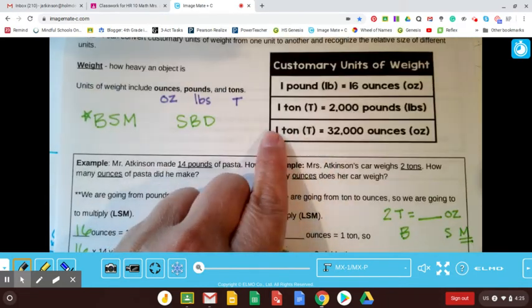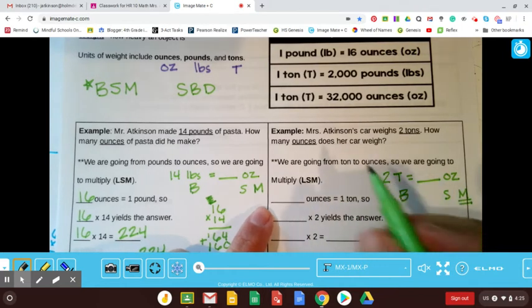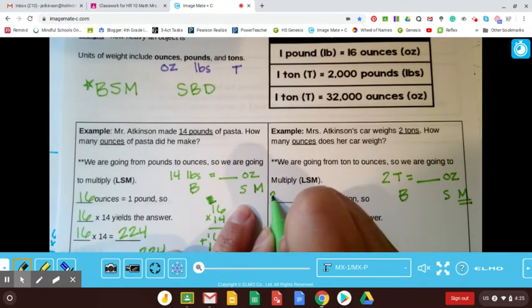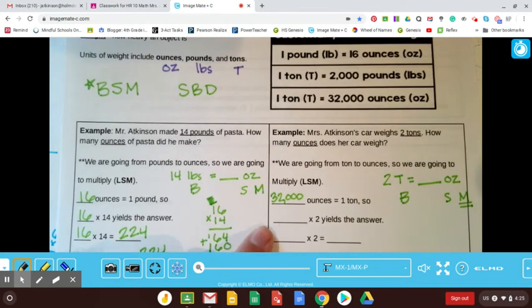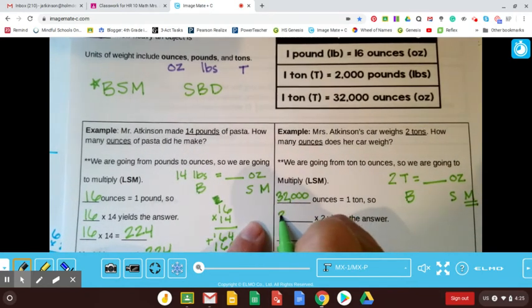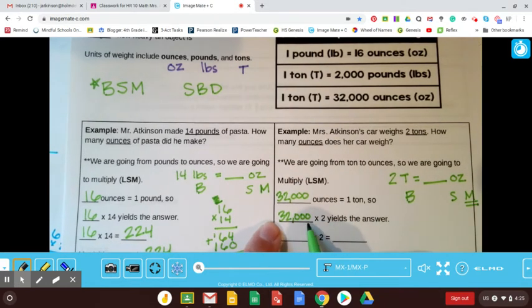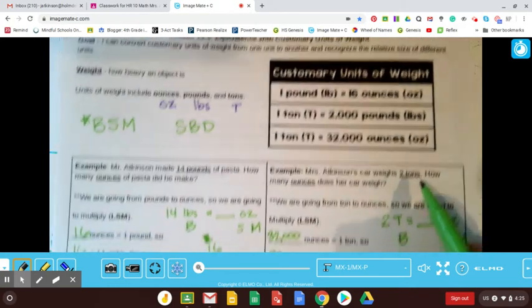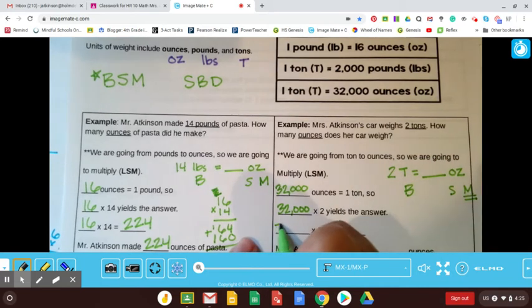All right, so we know that there are how many ounces in 1 ton? If you look up here, 1 ton equals 32,000 ounces. So we have to write that in. It's going to be hard to fit, but 32,000 ounces equal 1 ton. So 32,000 times 2, because remember her car weighed 2 tons, that's where the 2 is coming from, is going to get us the answer. So now we have to figure that out.